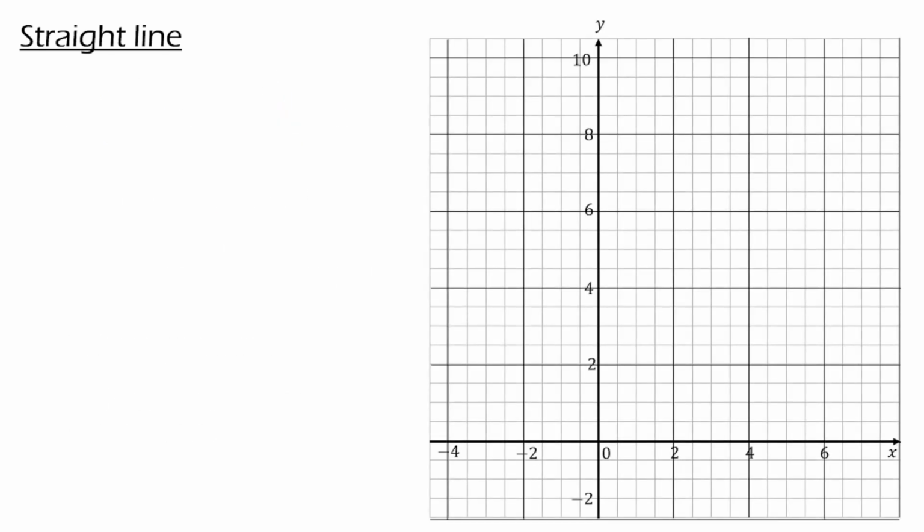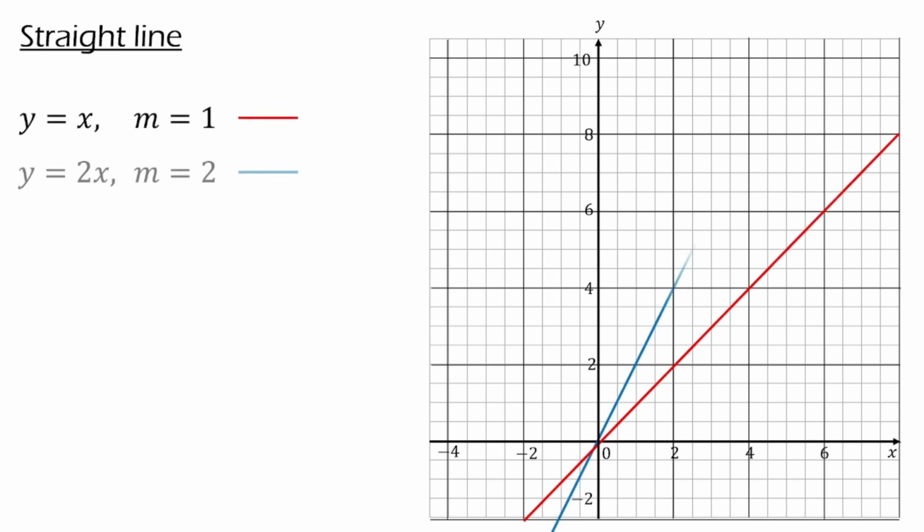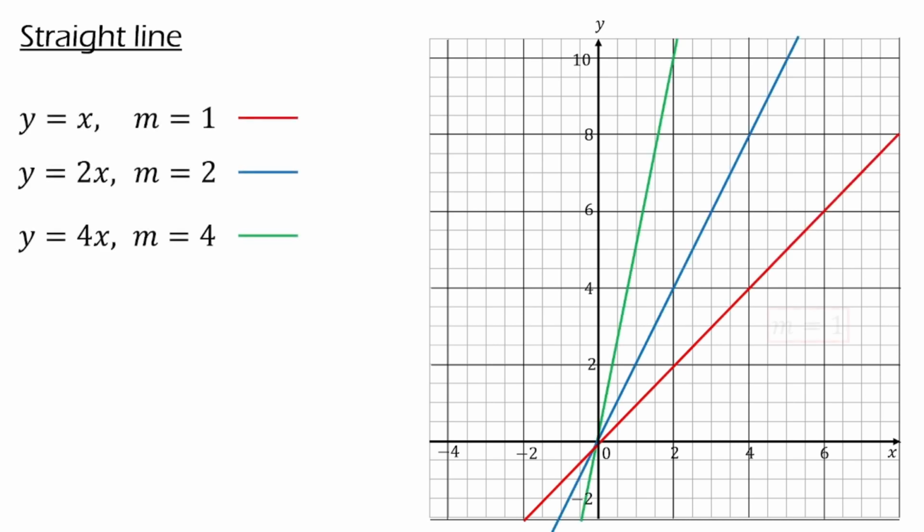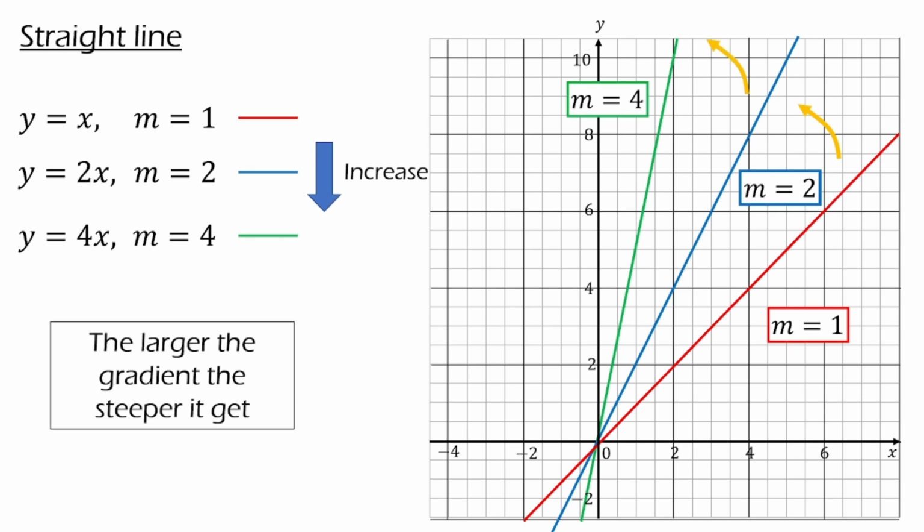To understand it further, let's draw three straight lines with gradient 1, 2, and 4. The red line has gradient equal to 1, the blue line is 2, the green line is 4. As you can see, increasing the value of gradient, the line gets steeper and steeper. Now we have understood the idea of gradient. Let's get into how to calculate the gradient.